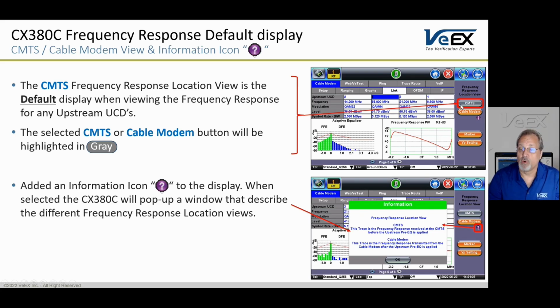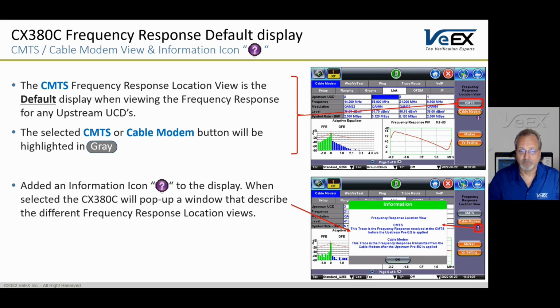And if you've got any confusion on what these buttons are, we've also added an information icon to the screen just below these location views. And by clicking this, we pop up a message that basically describes what each of the location views is. For the CMTS, this is the trace of the frequency response received at the CMTS before pre-equalization is applied. And then if you were to click on the cable modem, it's the trace of the frequency response transmitted from the cable modem after pre-equalization is applied. So it gives you the ability to see both sides of the transmission.